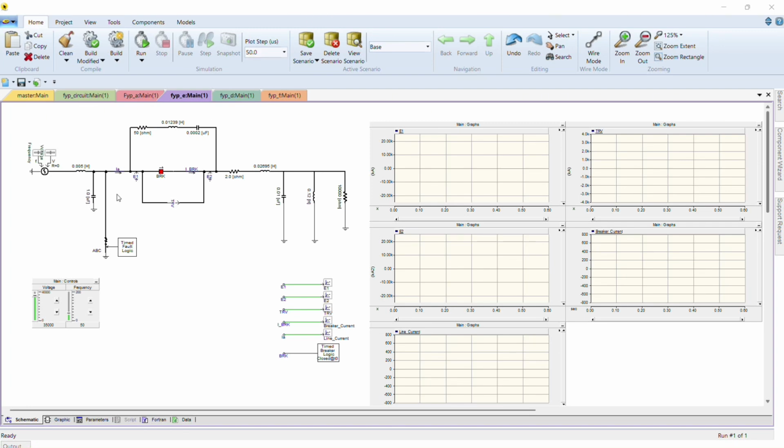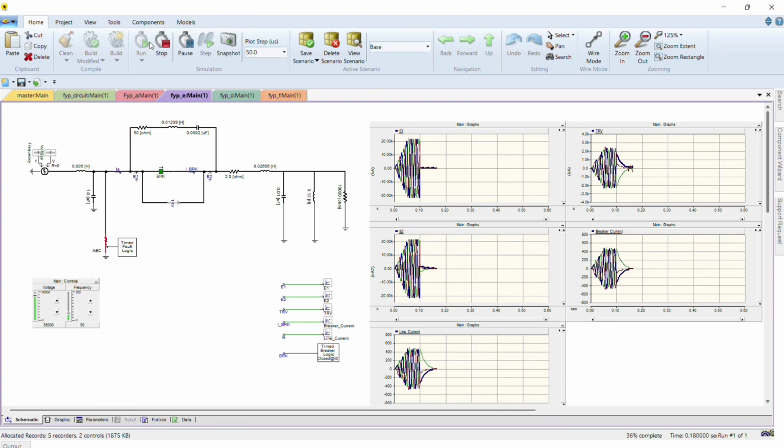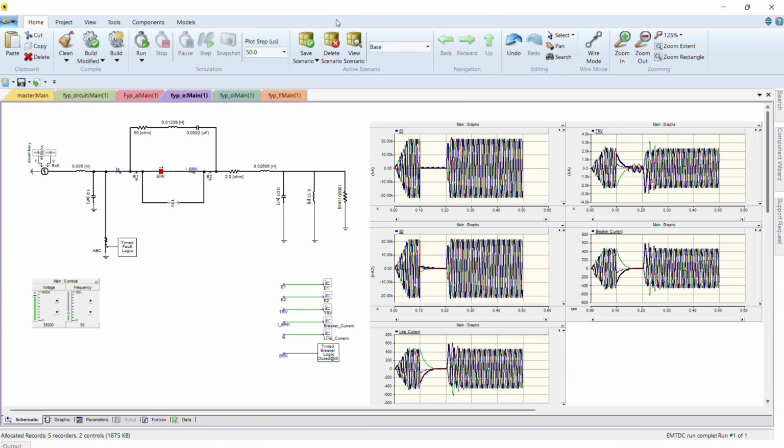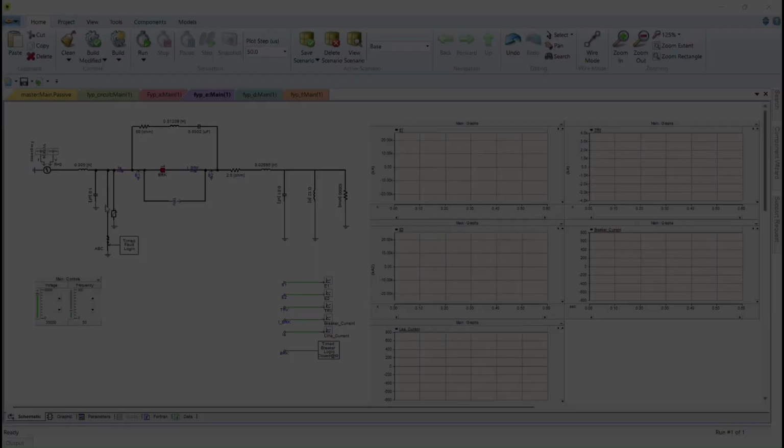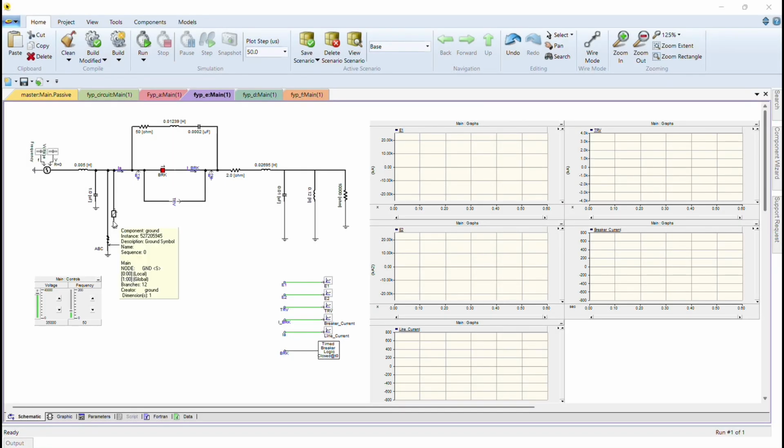Therefore, I put a fault at this circuit like this, and also add one more thing to measure, which is IA. When I run it, okay, it is the graph for E1, E2, line current, TRV, and also breaker current. Then I put a surge resistor in the circuit. Then we run it.